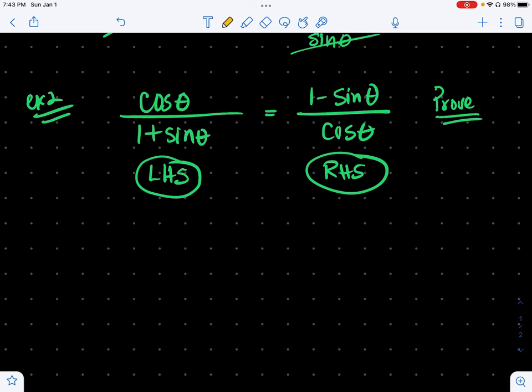If you look at this question, they both look about the same difficulty level. The right-hand side doesn't look more difficult than the left and vice versa. So I'm just going to go ahead and get started with the left-hand side. I'm just rewriting it here.